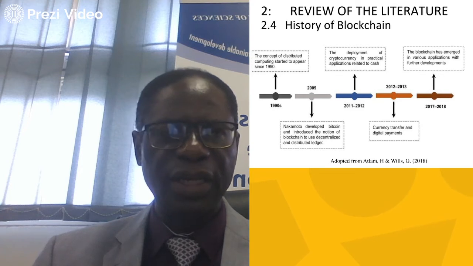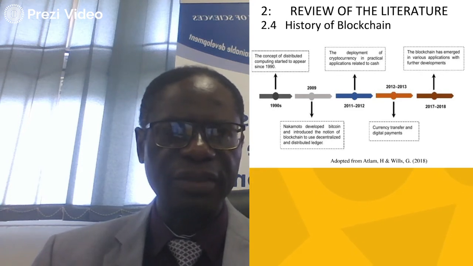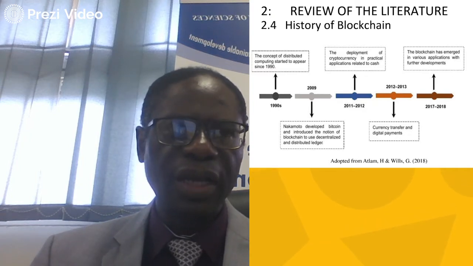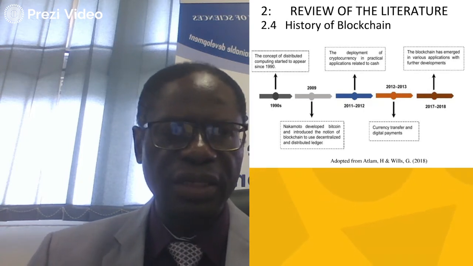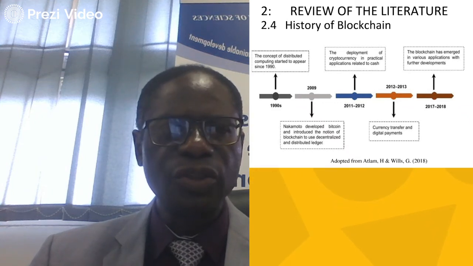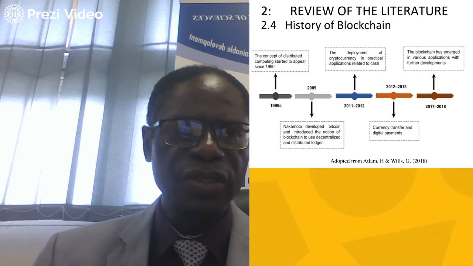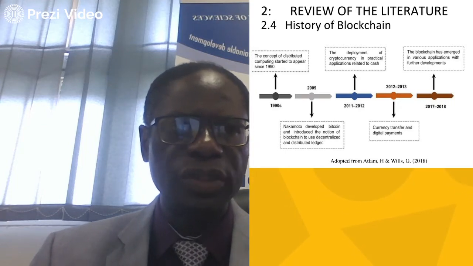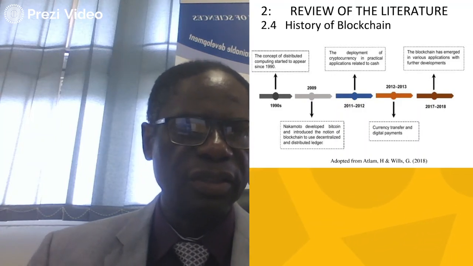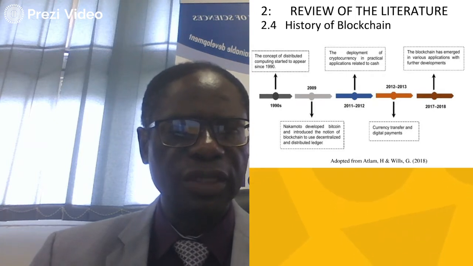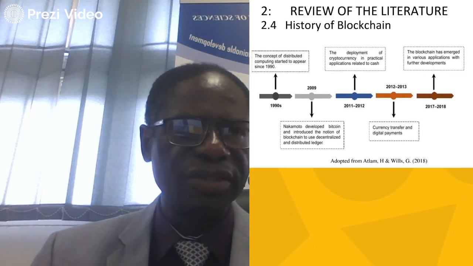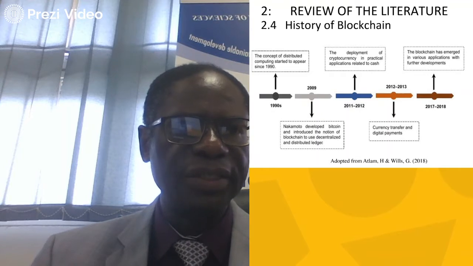The history of blockchain is something that started some years back, right from the 1990s, where people started looking at the concept of distributed computing. But this grew over the years when Nakamoto in 2009 developed the Bitcoin and introduced the notion of blockchain to be used as a decentralized and distributed ledger. So it then grew to the extent that people were now looking at the deployment of cryptocurrency around 2012, which then got developed further to the level of using currency transfer and digital payments around 2013. And since then, blockchain has emerged from around 2018 up to now.